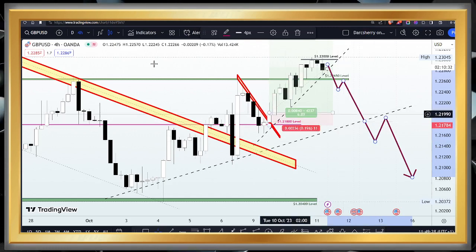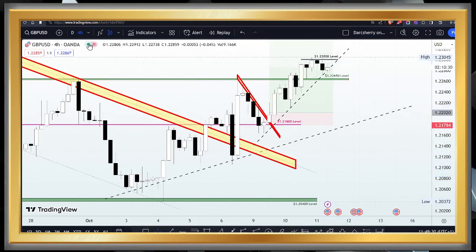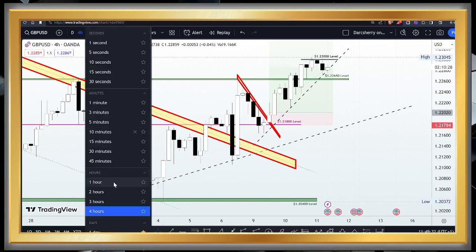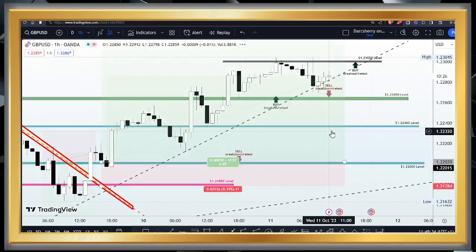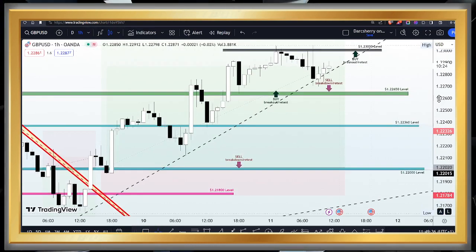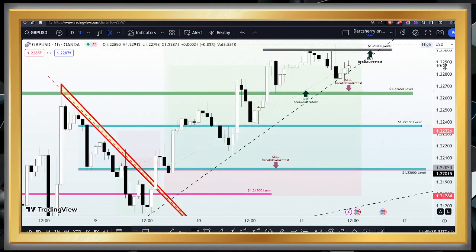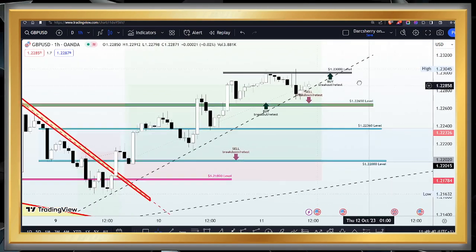So let's leave that to when price gets into that area, that is if it ever gets into that structure. Now, with the information we have here on the 4 hours time frame, let's scale down into the 1 hour time frame, and let's see how we intend to position ourselves for today's trading session.